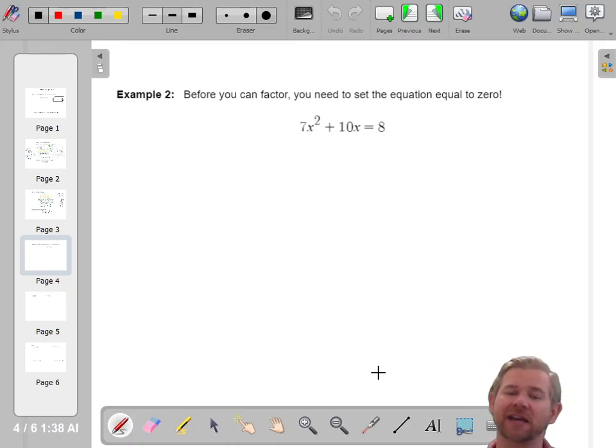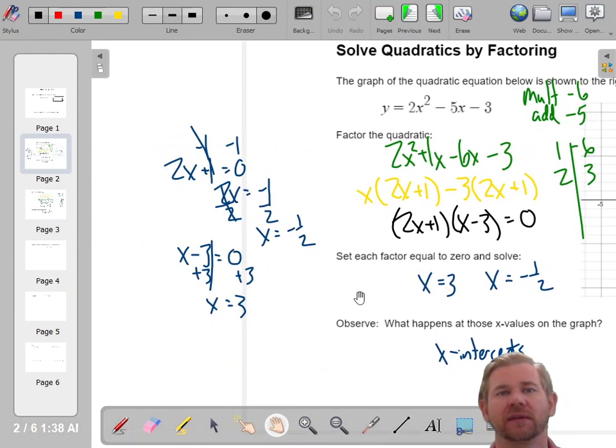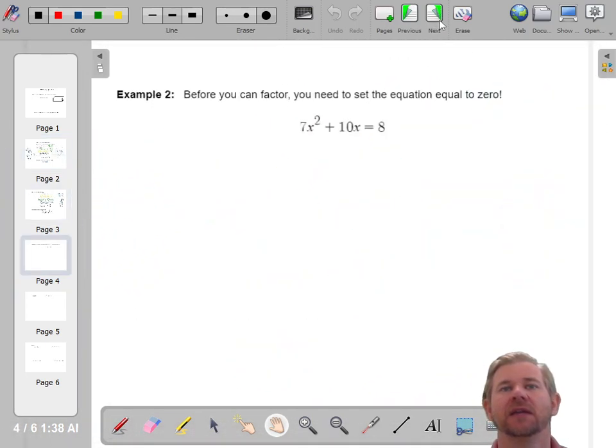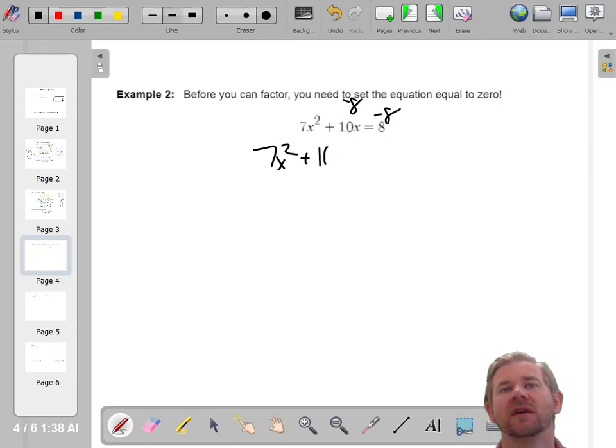Now, this one's a little bit more difficult because it doesn't equal 0. And like I said before, we're using the zero product property, that A times B thing I did there. So you got to first set it equal to 0. And I always want to keep the x squared positive. So I'm going to move everything to that side. So I need a minus 8 on both sides. 7x squared plus 10x minus 8. Now it equals 0. Now I can factor.